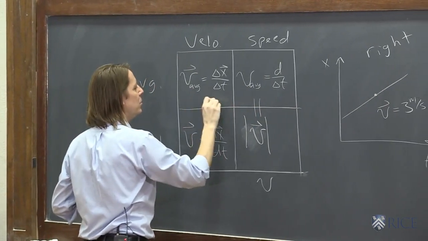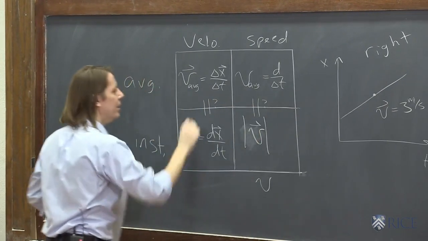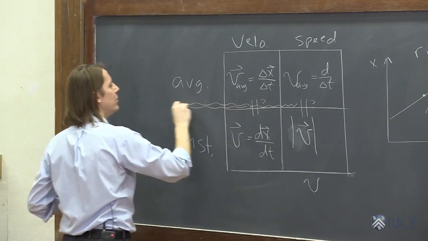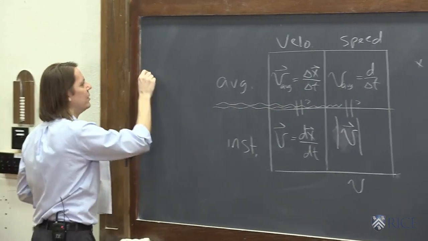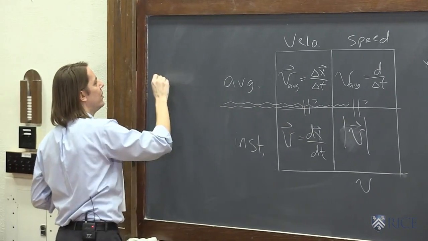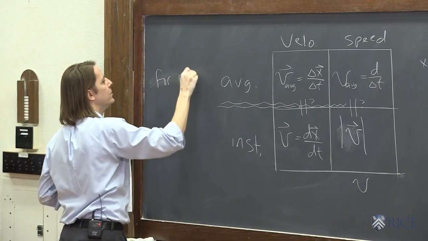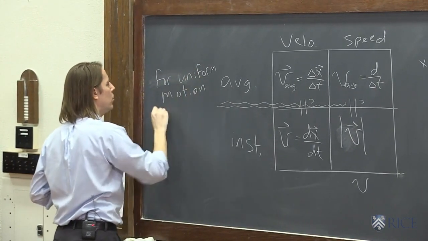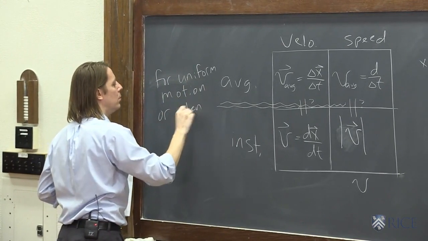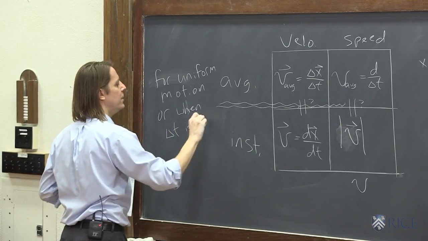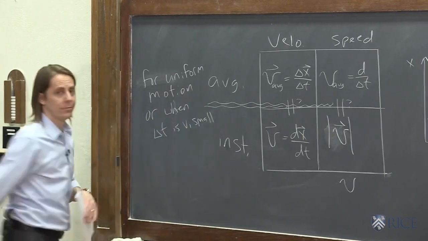When are they equal this way? Well, let's do a little wiggly arrow out here and say when they're equal that way. When are they equal going down? When they're equal going down for uniform motion, or when delta t is very small, right?